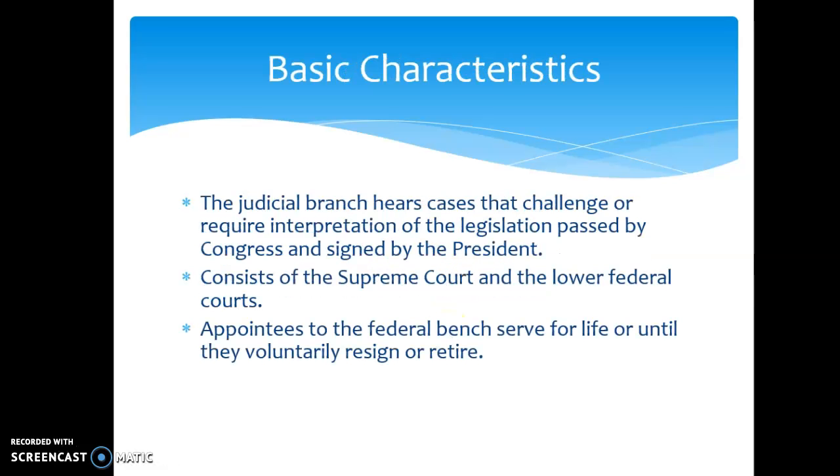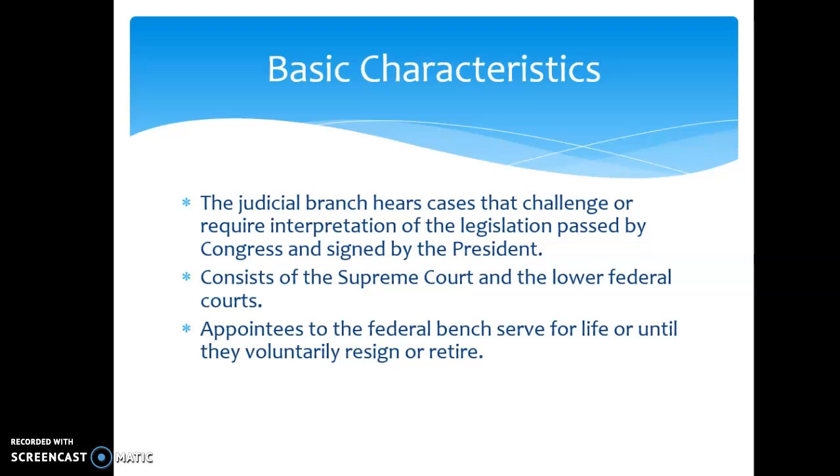So the basic characteristics of the judiciary: the judicial branch hears cases that challenge or require interpretation of the legislation passed by Congress and signed by the president. Recently, we saw a bunch of colleges sue the federal government for its position on requiring international students to take at least one face-to-face class, a position which the Trump administration walked back from.